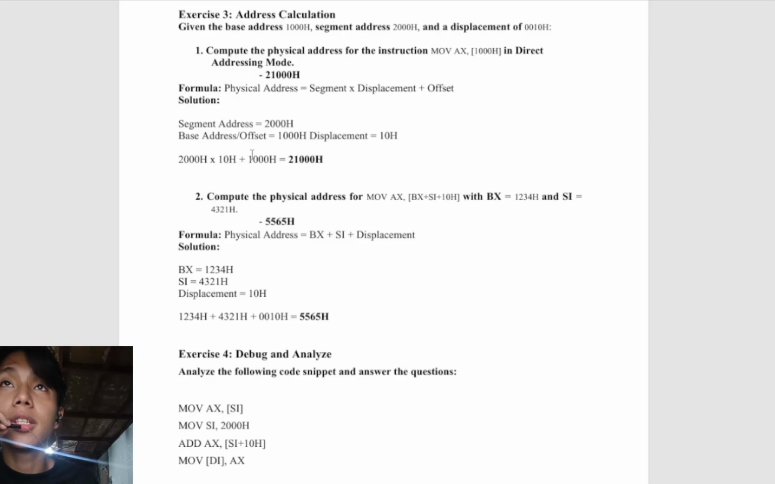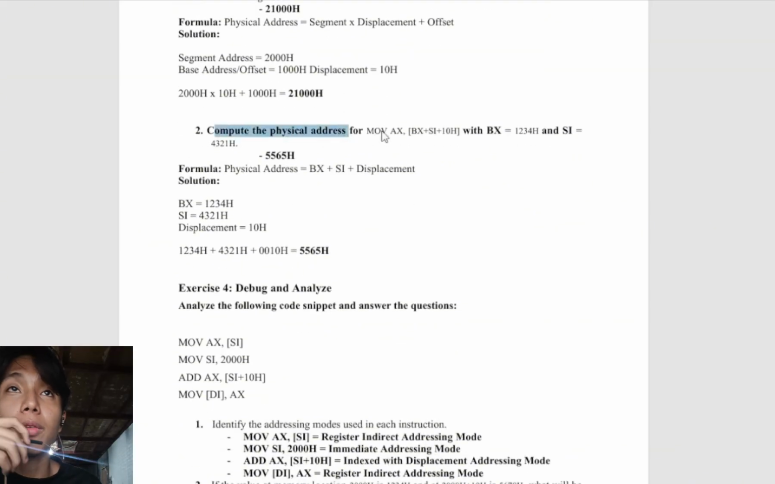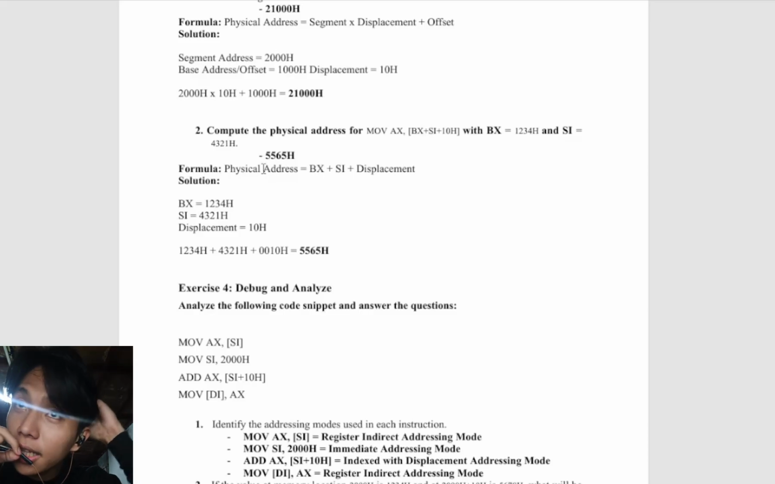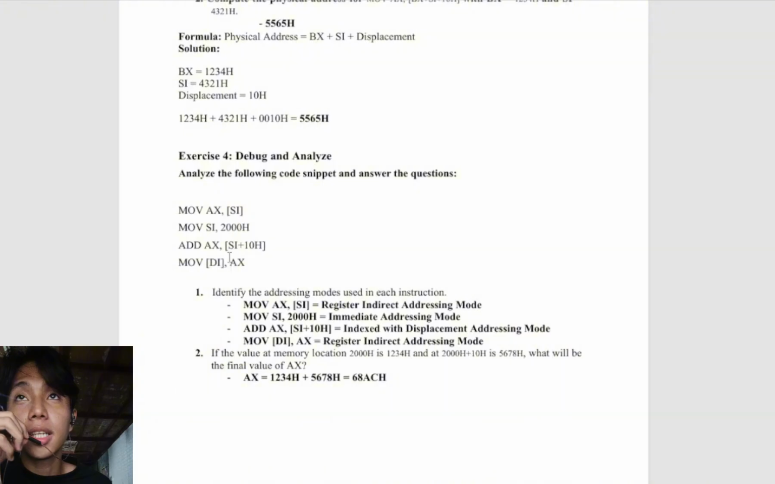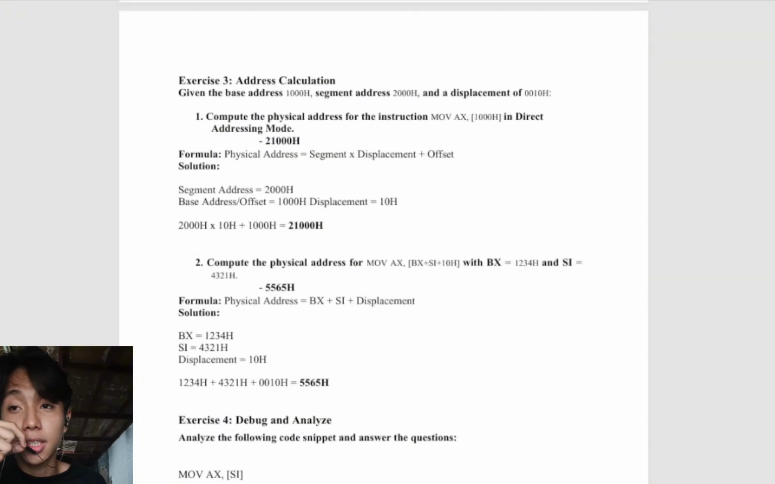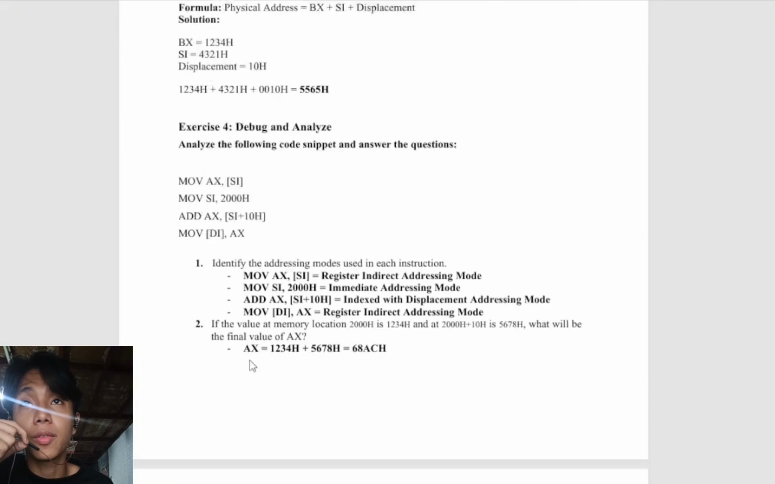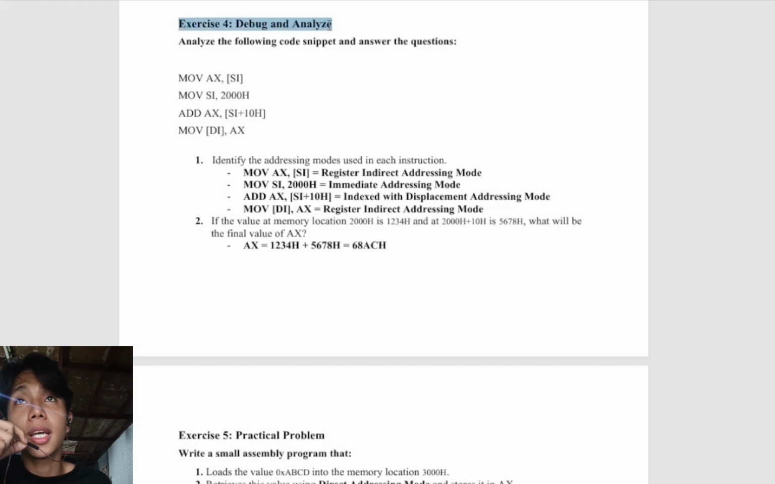For number 2, compute the physical address of MOV AX, [BX + SI + 10H]. The given values are all in the instruction. Using the formula, physical address equals BX plus SI plus displacement. You'll get 5565H. That's for exercise number 3. It's repetitive. Exercise number 4 is named debug and analyze.